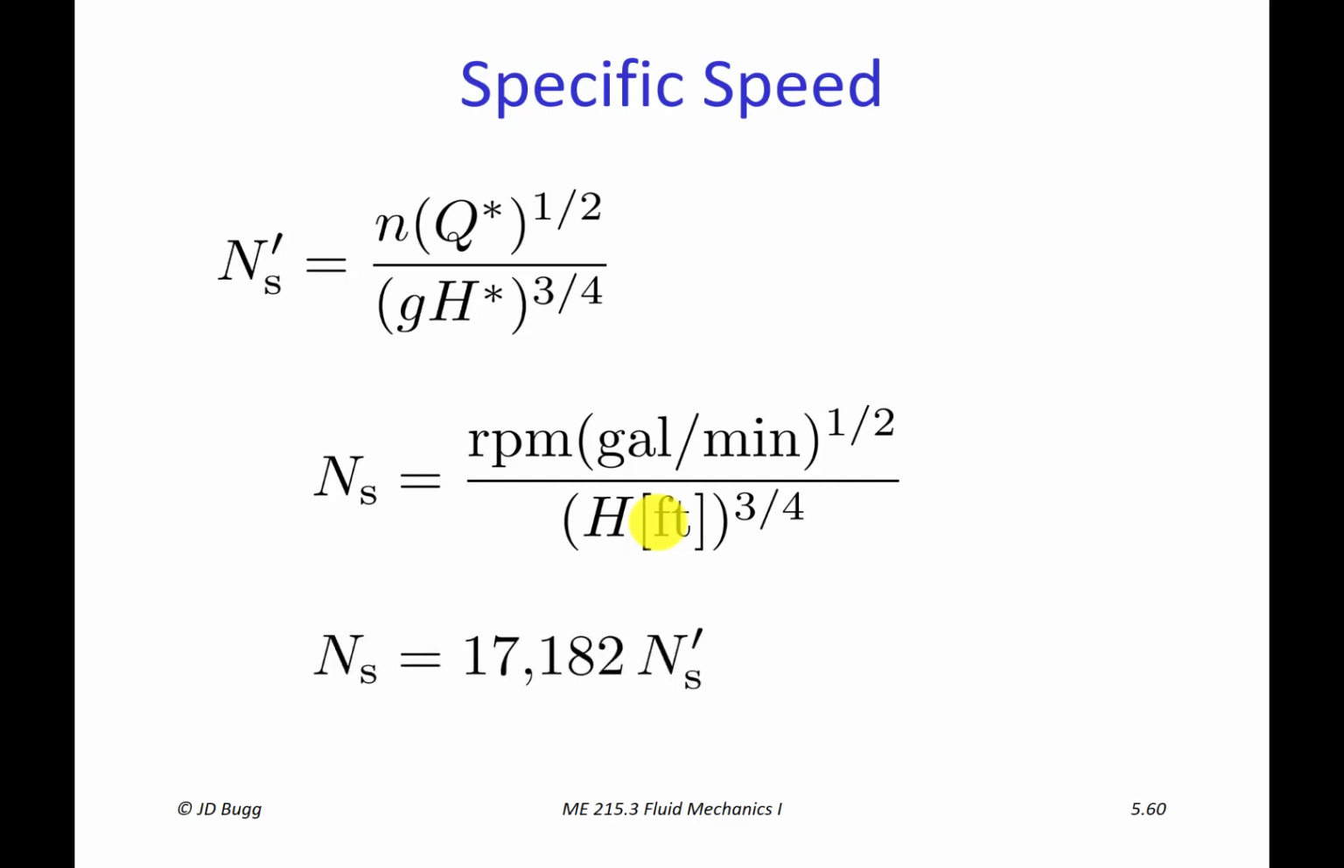So there's a conversion between these two. If you take a look at all the conversions that are required to make this truly dimensionless, then if you do happen to calculate a truly dimensionless specific speed using that, and you want to get this more conventional specific speed, you multiply by this 17,182. So you can switch back and forth between the two of them if you need to.